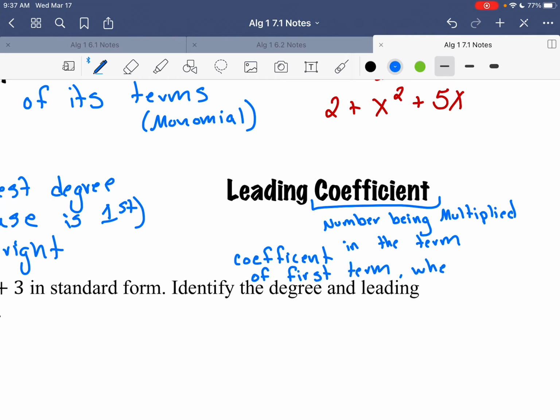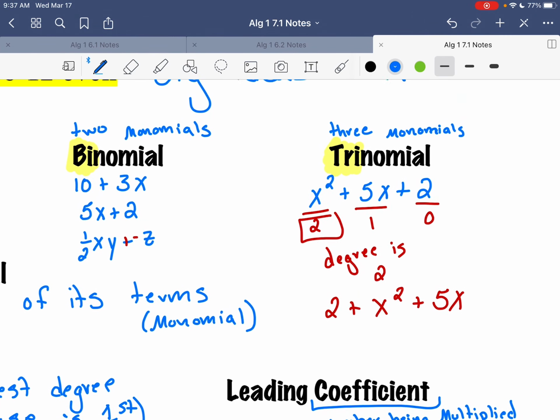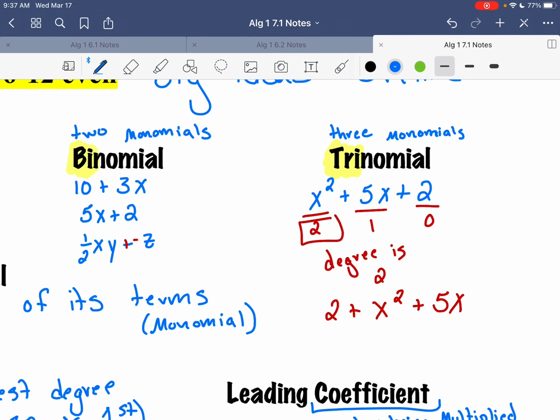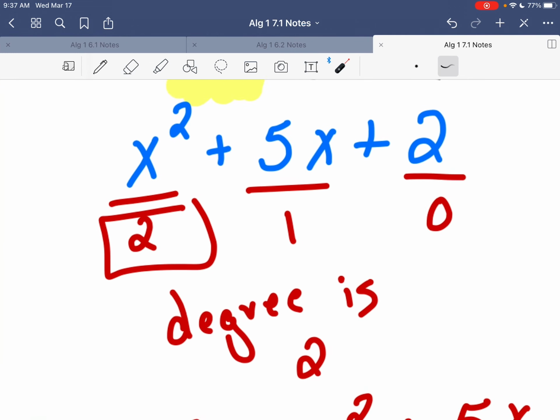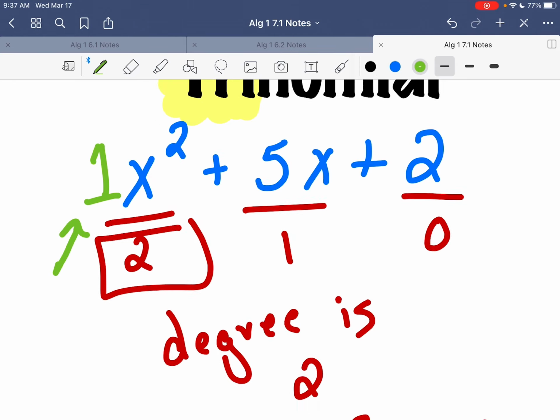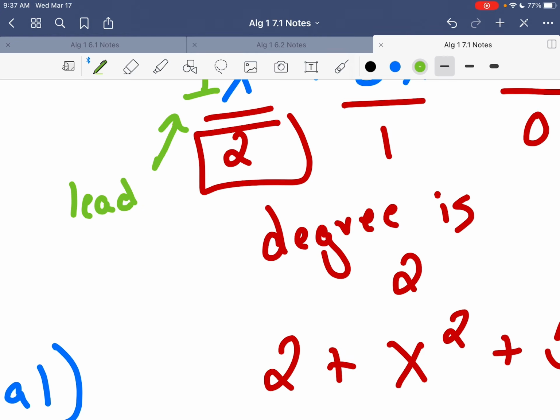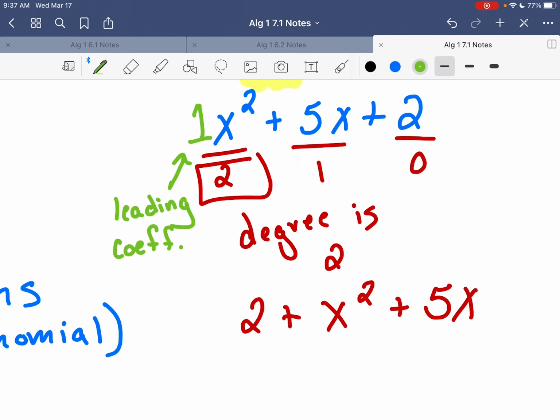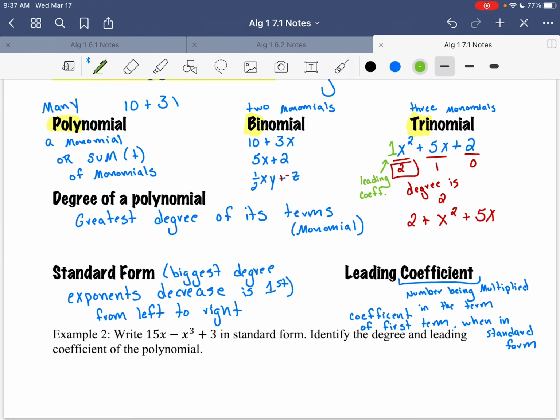Okay, when in standard form, the leading coefficient is that number in front. If there is no number in front, like in this trinomial here, x squared plus 5x plus 2, we like to assume there's a 1 in front, so the leading coefficient on this one would be the 1. There is our leading coefficient. The leading coefficient there is that 1.